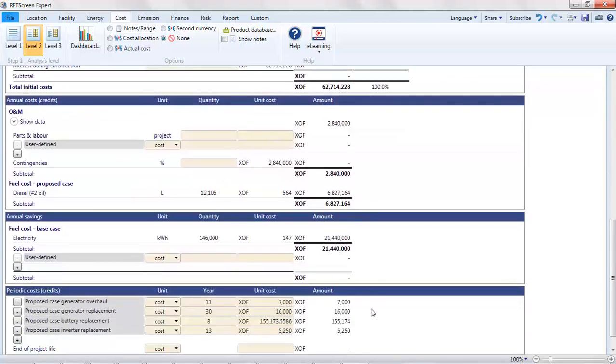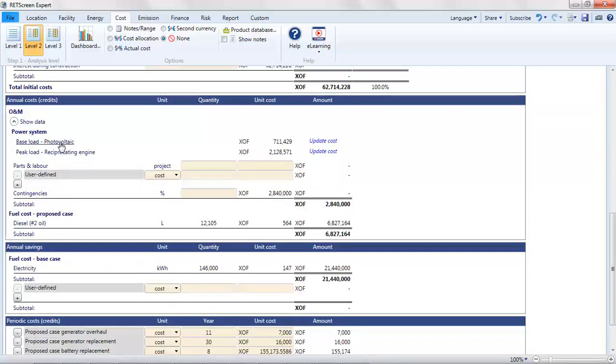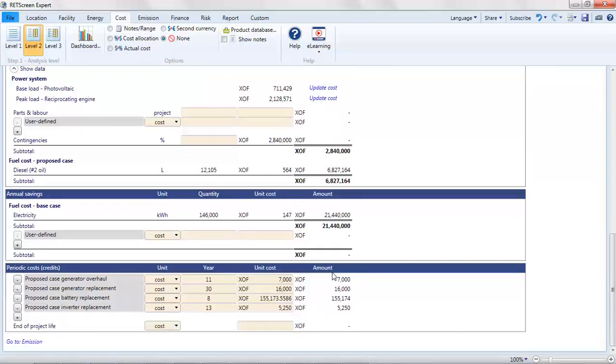Under annual costs, the regular maintenance costs for the PV system and the reciprocating engine in the base case have been carried over from the energy worksheet. The annual cost of diesel fuel for the genset is also there, and the annual savings have a single figure encapsulating the cost of grid electricity and O&M for the transformer and power line. At the bottom of the cost worksheet are the periodic costs.